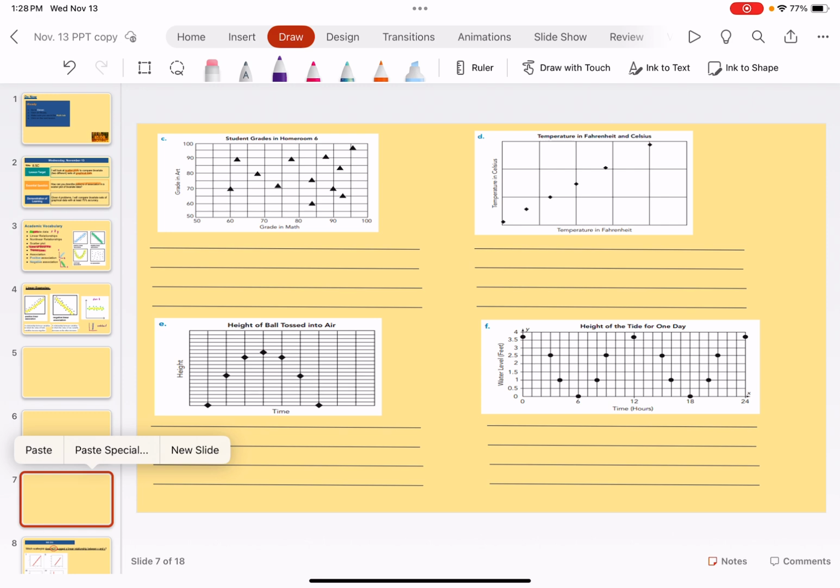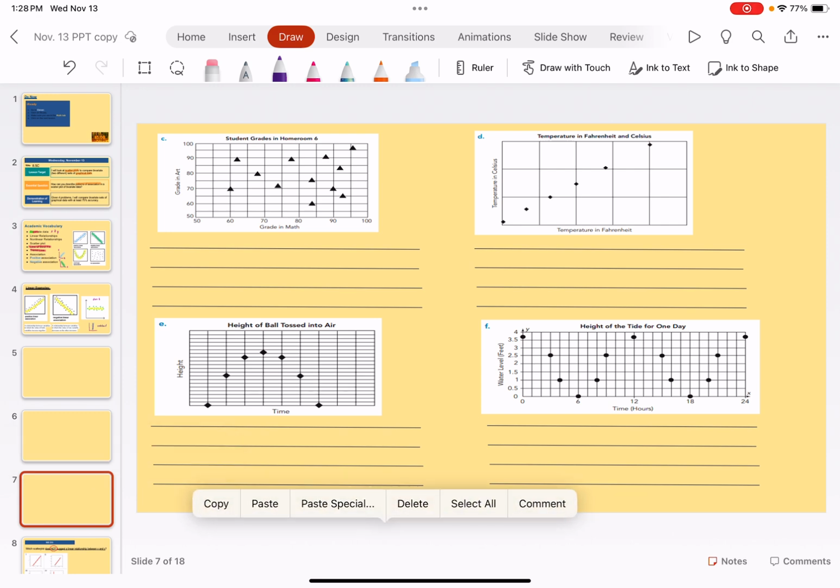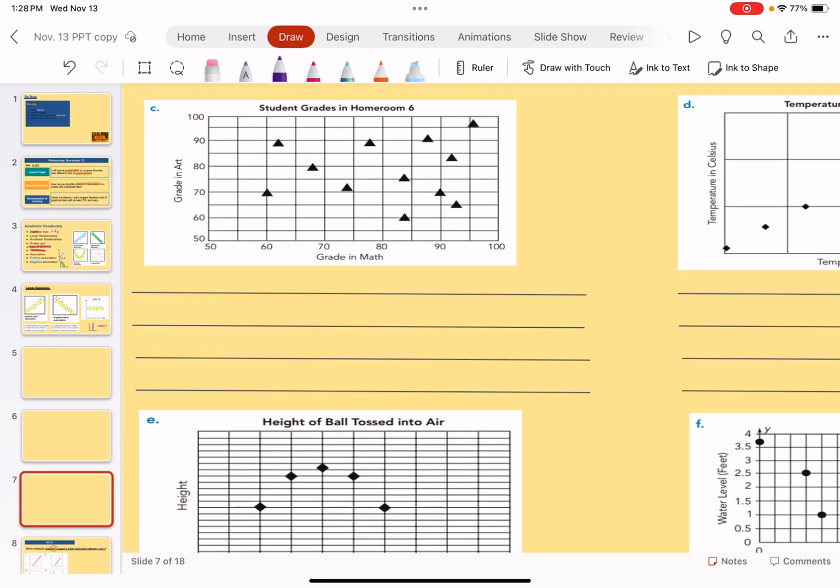Okay, so we have a few more graphs. We have 4 more. So this top left one says student grades in homeroom 6. And then along the x-axis, it's the grades in math. Along the y-axis is the grades in art. And I am unable to draw a trend line here because the points are kind of just scattered everywhere, right? So I'm going to say this is a nonlinear association.